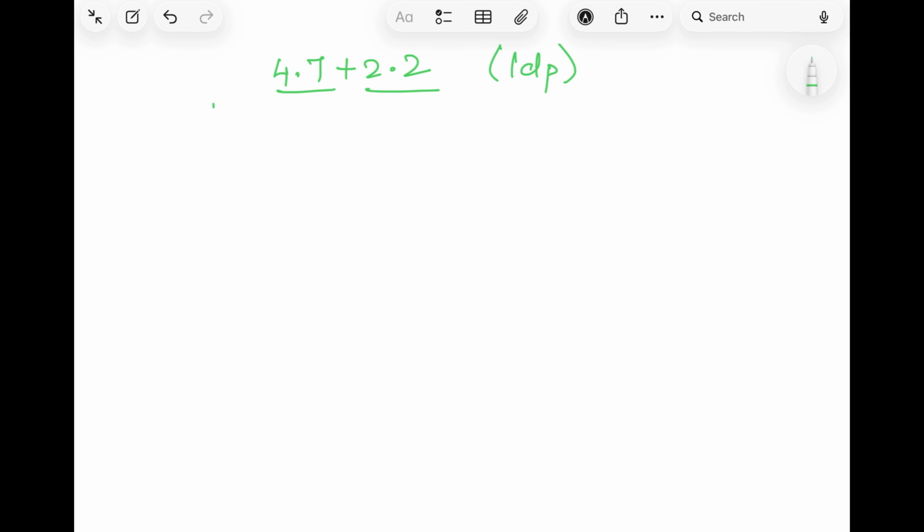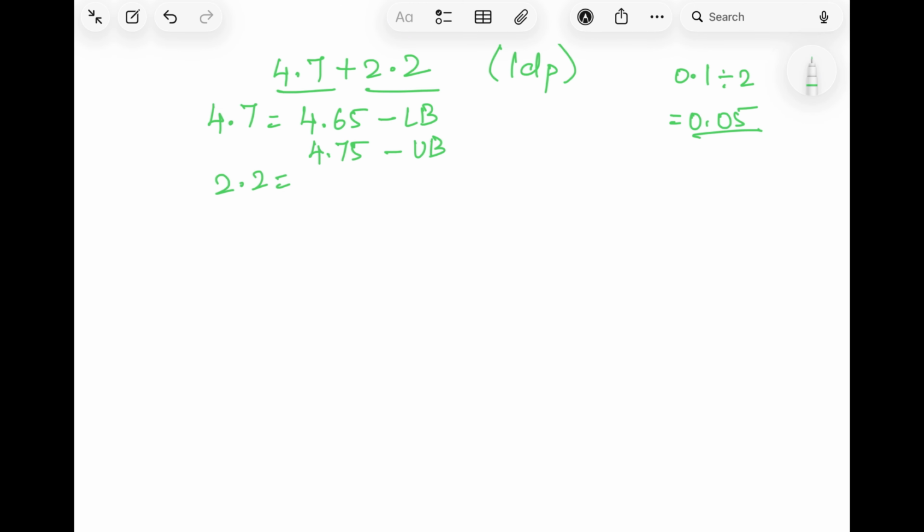So first let's find out the lower bound of 4.7. As I told you, 1 dp, that means we find the place value. Place value is 0.1, right? So when you divide 0.1 by 2, what do you get? 0.05. Okay. So now we have to subtract 0.05 from 4.7. So what do I get? 4.65. So this becomes my lower bound, and 4.75. When I add 0.05, it becomes 4.75. This becomes my upper bound.